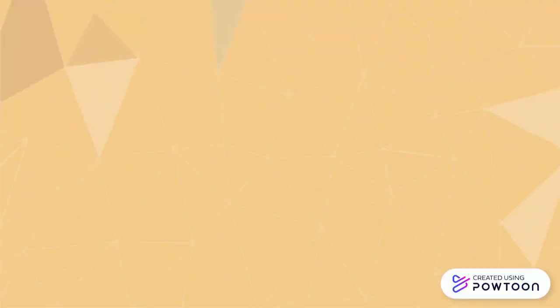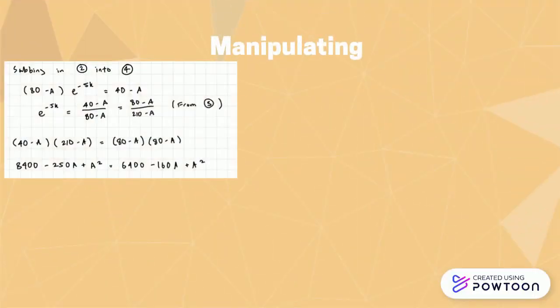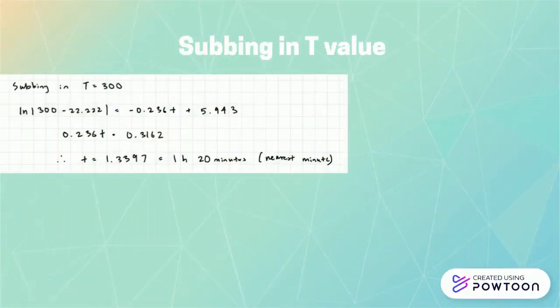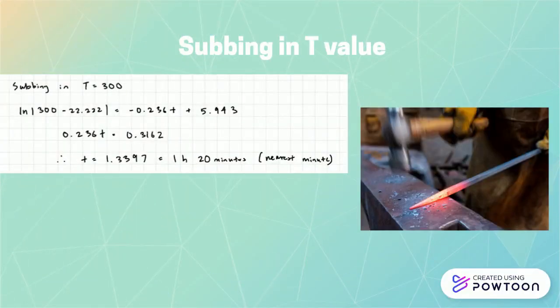Manipulating them to find the value of the constants, we have now determined a specific function which shows the temperature over time, and substituting our desired temperature gives the time it will take, 1 hour and 20 minutes.